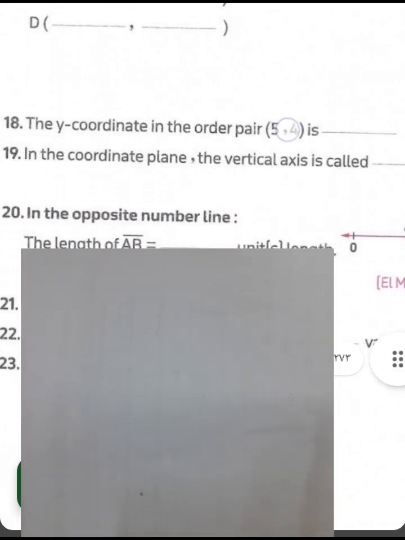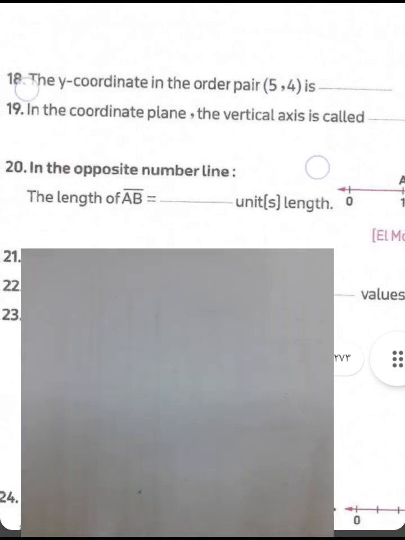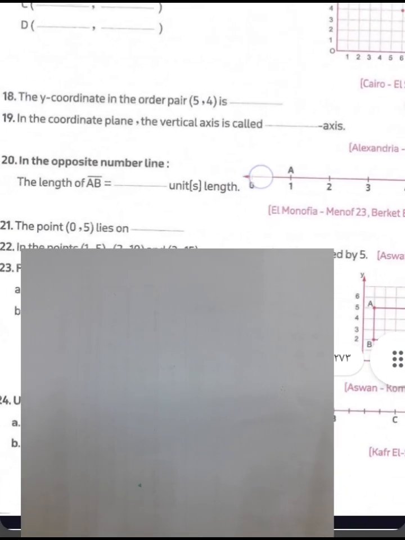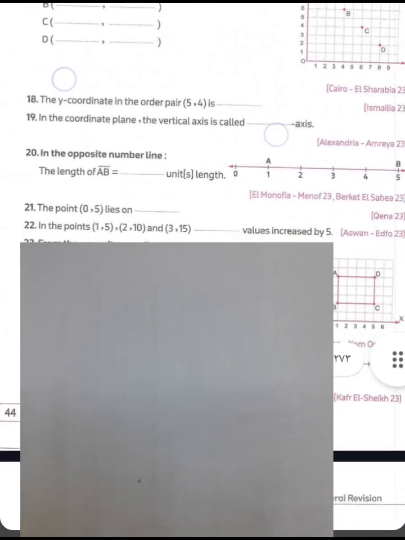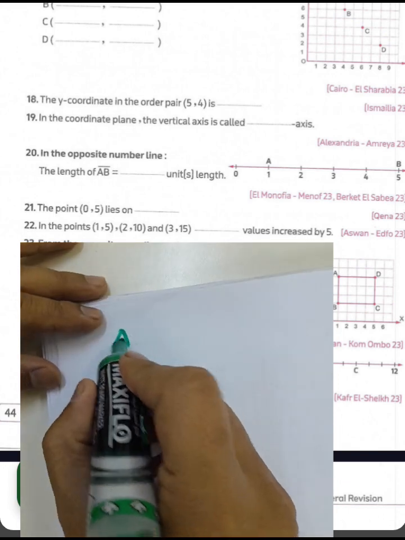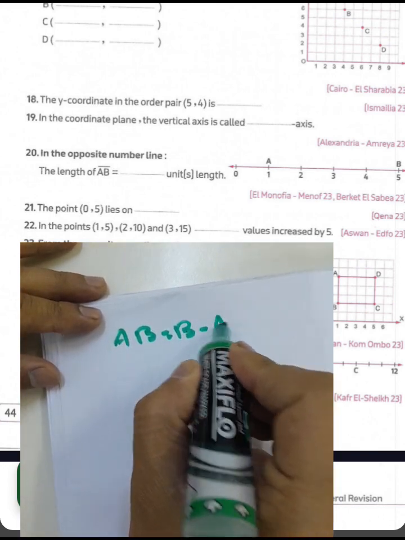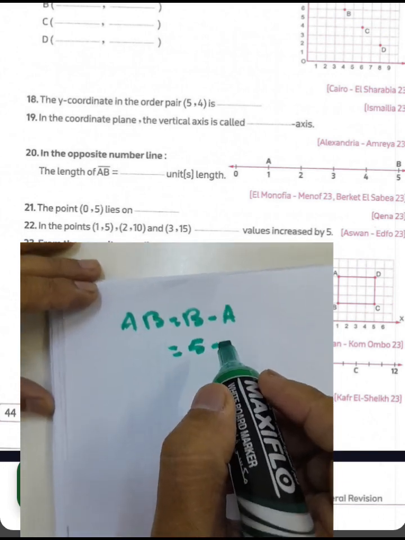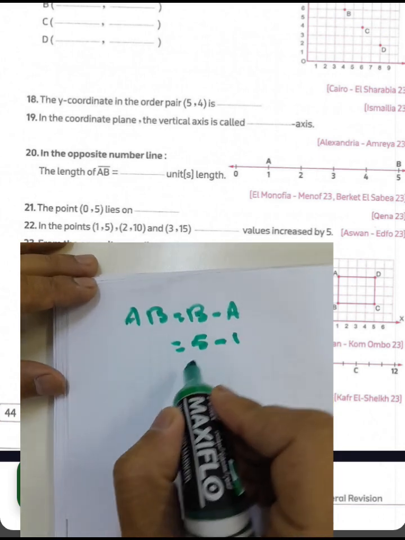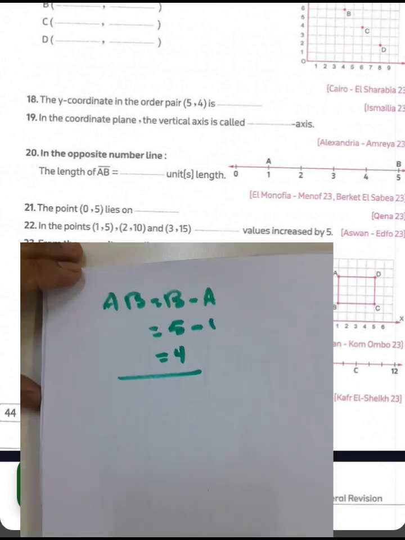Question number 20. We want to find the length of line segment EP. Start from 1 and end at 5. Then the difference between them will be 4. Then the length of EP equals P subtract E. 5 subtract 1 will be 4. The distance between them will be 4.